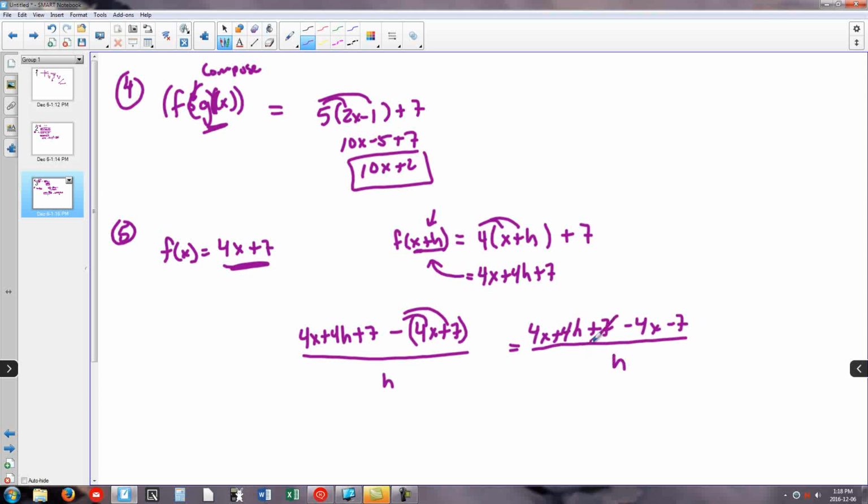And we're going to cancel our 7s, cancel our 4x's. We end up with 4h over h, and that gives us 4 when we cancel the h's. And there's our final answer. If it doesn't simplify out the h, that means you made a mistake. All right, so number 6.